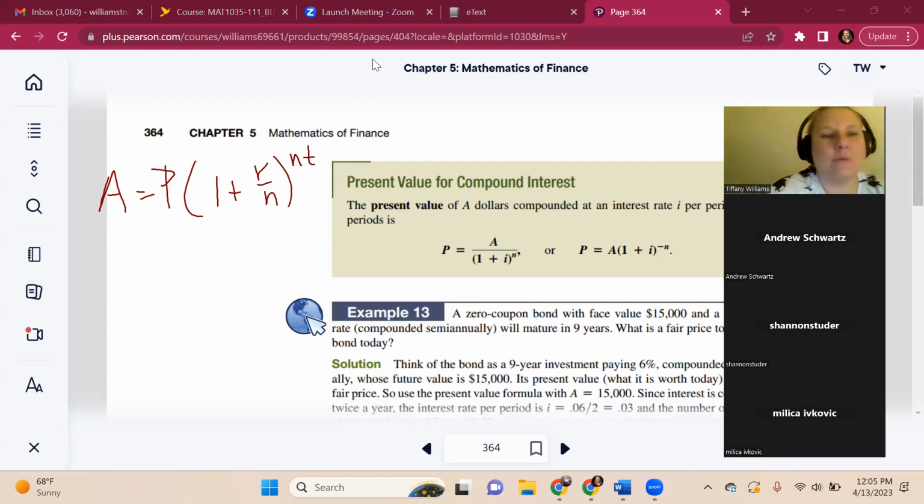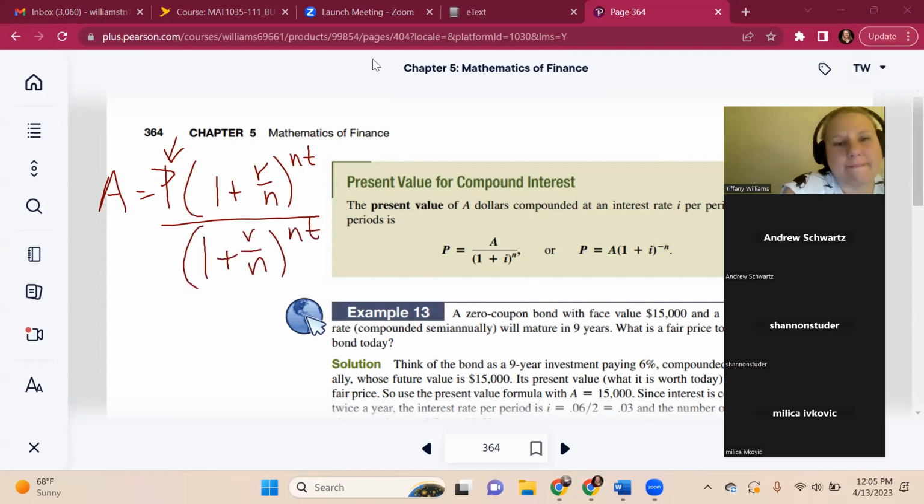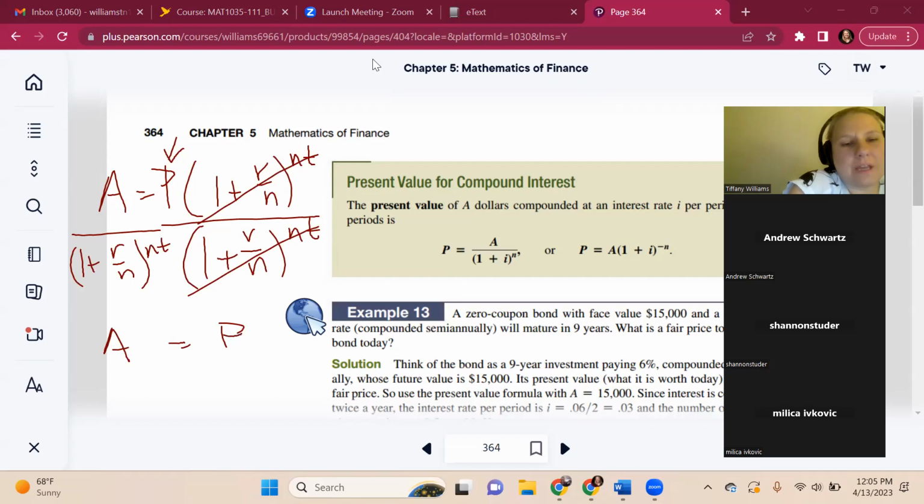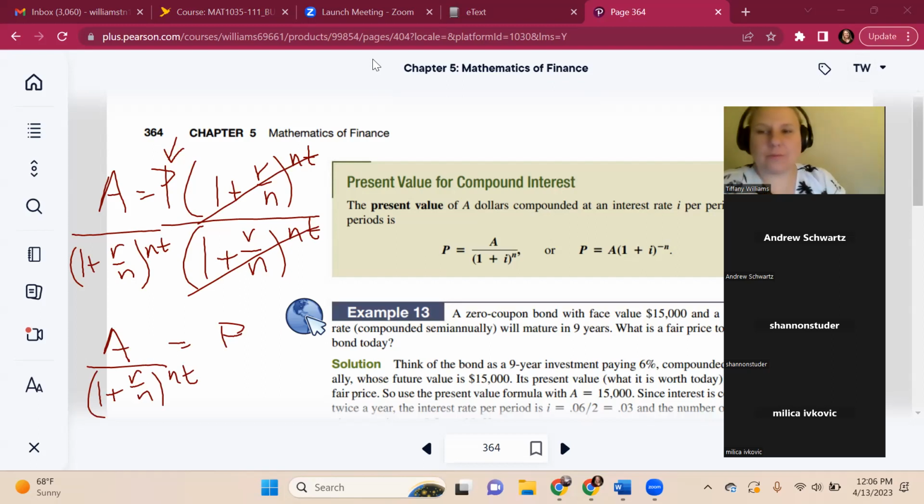So what they're saying is, if we want to solve for P, the present value, the easiest way to do that is just to divide both sides by 1 plus R over N raised to the NT. So that's how they get the formula. P is equal to A divided by 1 plus R over N raised to the NT. Or you could write it as a negative exponent if you wanted to, because it's the same thing. That's an exponential rule. That's what your book is trying to tell you.